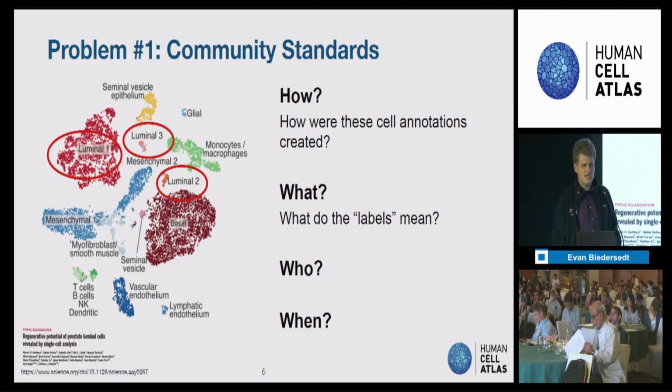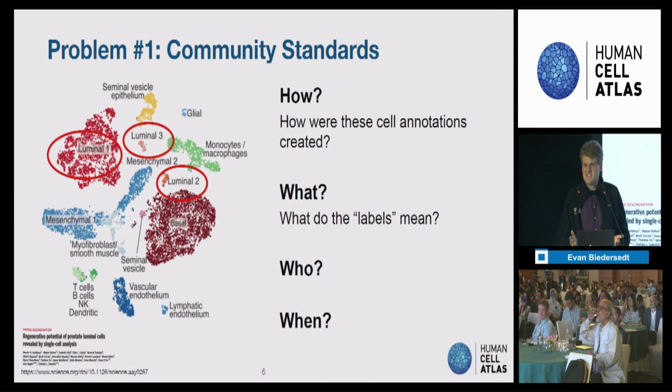And not just to pick on Peter, this is a paper by, I think, Dana Pe'er, Aviv Regev, and Charles Sawyers a couple of years ago, where they're looking at prostate tissue. One of the main claims of the paper was that there were 3 different types of luminal cells within the prostate. You can imagine if you're a bioinformatician downloading public data, you'll have cells labeled luminal cell 1, luminal cell 2, luminal cell 3, and that's really all the context you have.